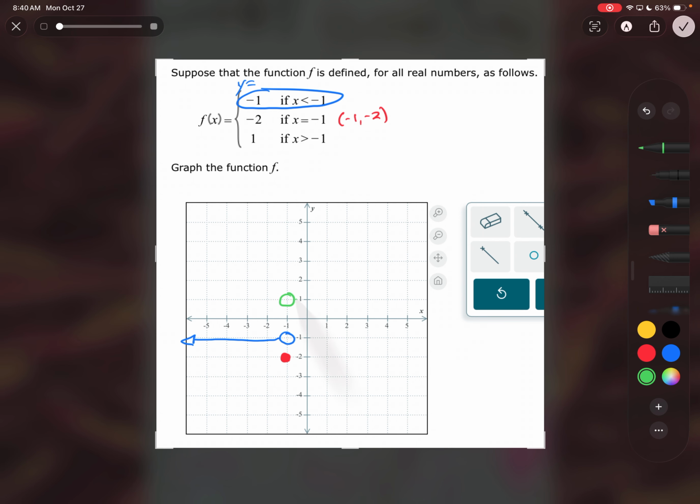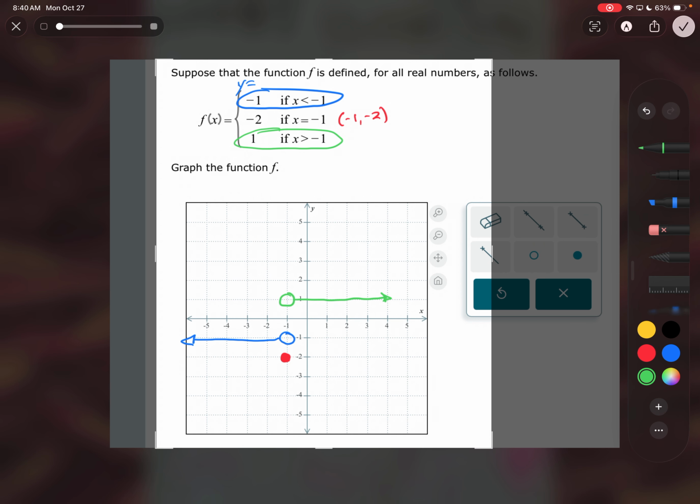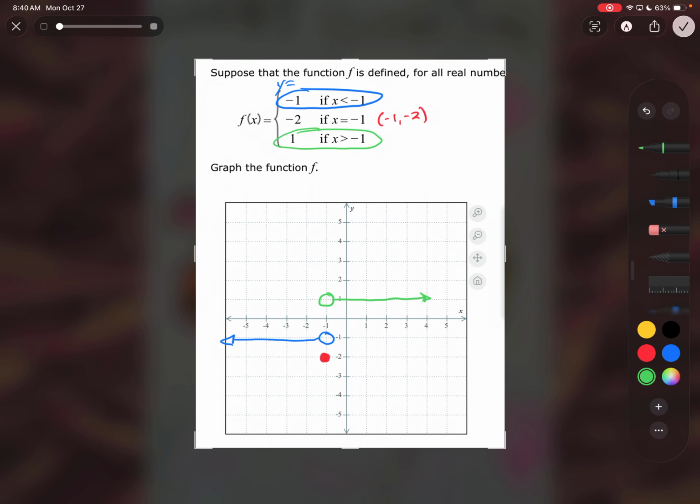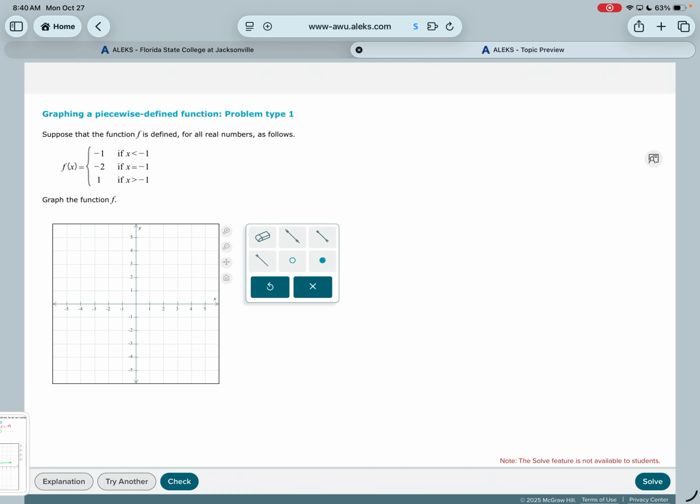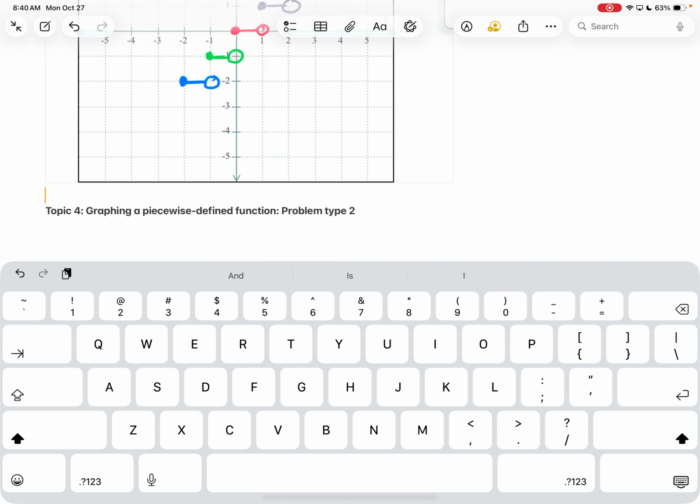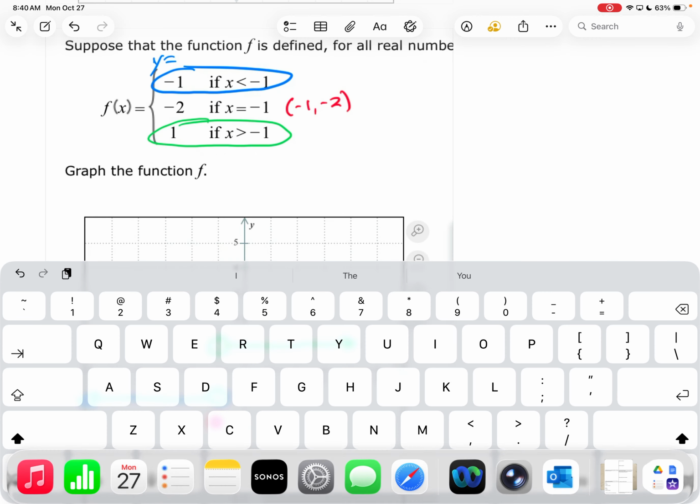I'm at 1, open circle, and it's greater than, so it goes forever to the right. Okay. So these are a little tricky. You just got to take each one piece by piece. I think doing the next topic kind of shows you how to do it better.